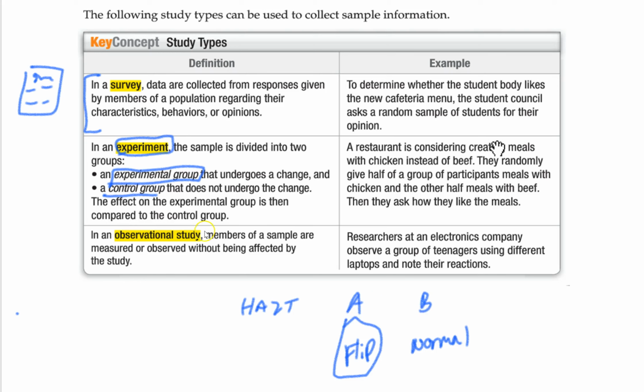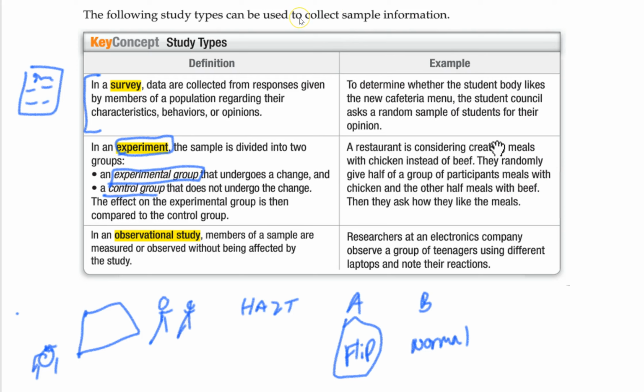So that's an experiment. An observational study is kind of like you see in TV shows and movies where there's a plate glass, a one-way mirror, and then there's people discussing a product over here, talking about it, and there's people on the other side. This is my amazing art, by the way. They're on their way discussing what they see. That's an observational study. You give people something to work on, and you observe it from afar. The book example: researchers at an electronics company observe a group of teenagers using different laptops to know their reactions. So that's the kind of idea.